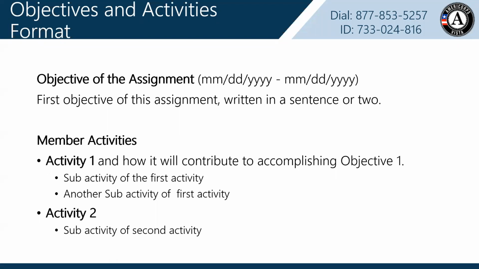Underneath that, when we talk about the member activities, it's talking about what activities will contribute to accomplishing the objectives. In some cases, you might even have sub-activities if you need to clarify a little more. Once we have our brainstorm list of items, we can clean them up and put them into this proper format.